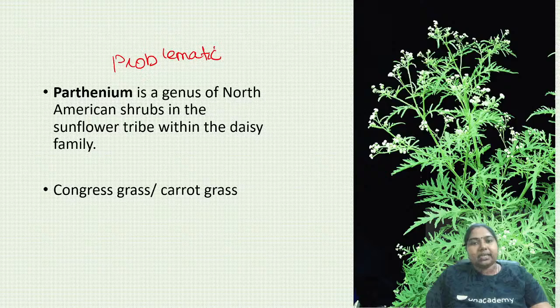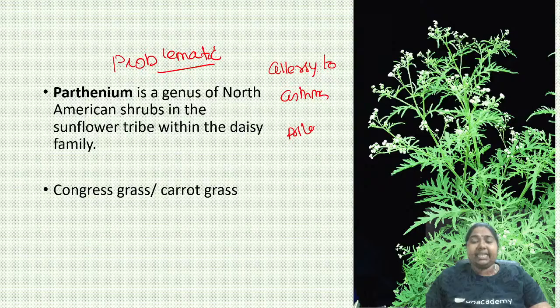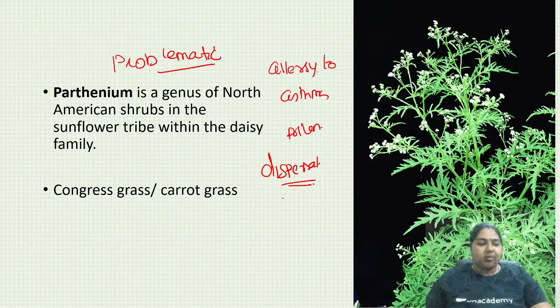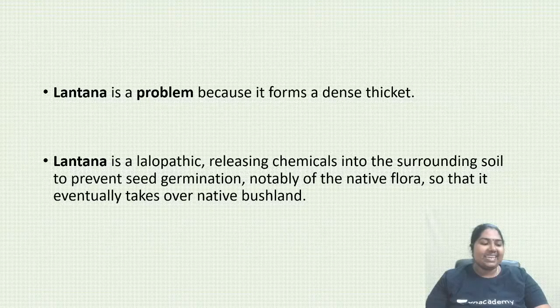Parthenium creates allergy to asthma patients, and to everybody also, because the pollen grains' dispersal rate is very high. If you take your normal plant and keep it, it will take a lot of time to grow. You have to water it properly and take care of it so much. But if there is one Parthenium in your area, the total area will become Parthenium only, isn't it? So the dispersal is very high, plasticity is too high, so they grow very nicely in all these areas.